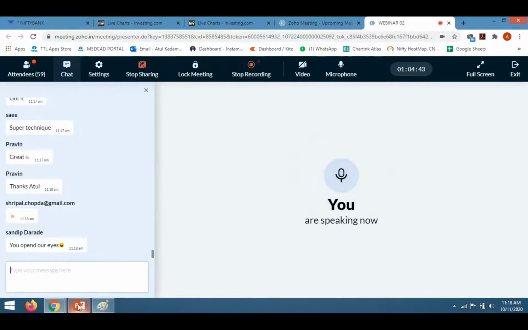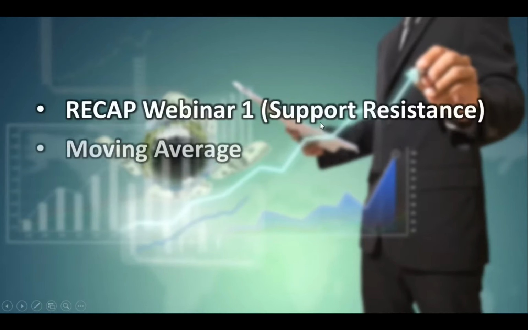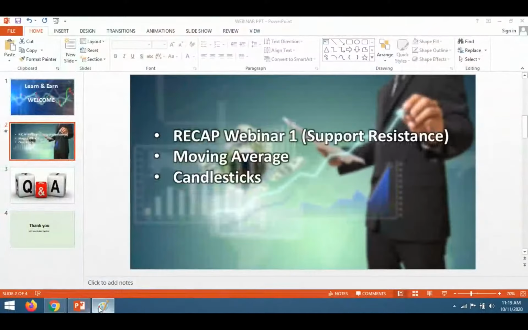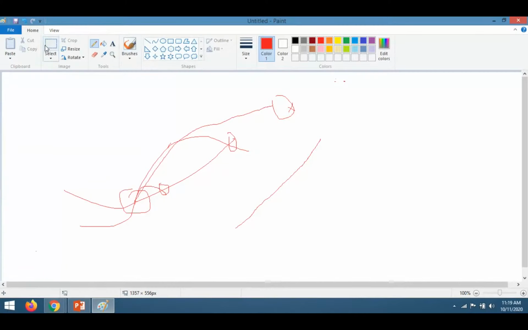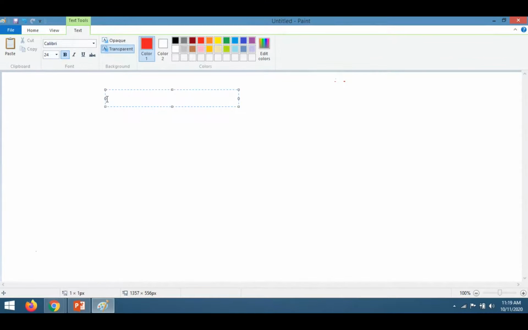So the last topic that we have to cover is the candlestick. We covered support and resistance, and we covered moving average also. I hope you understand moving average very well. So we'll go for the candlestick. Again, I will start from the basics because many freshers are here. Those who are experienced, just bear with me and stay with me.